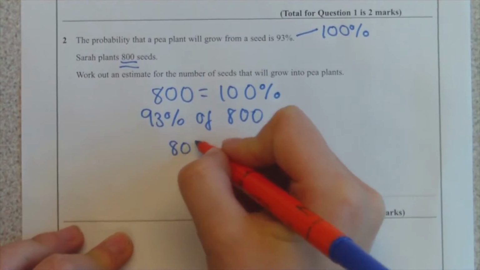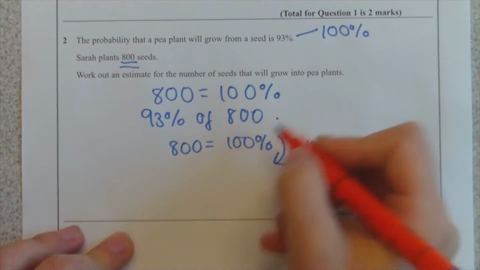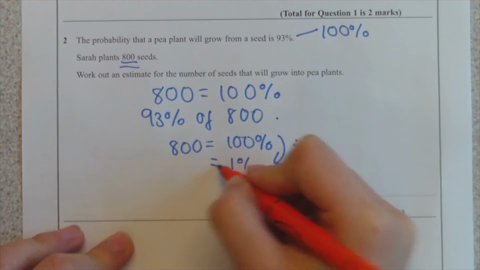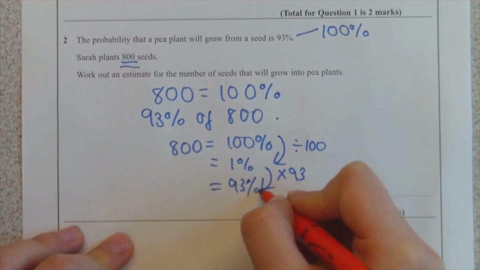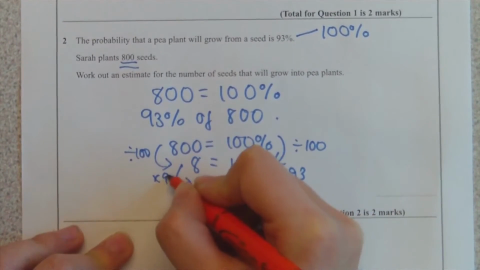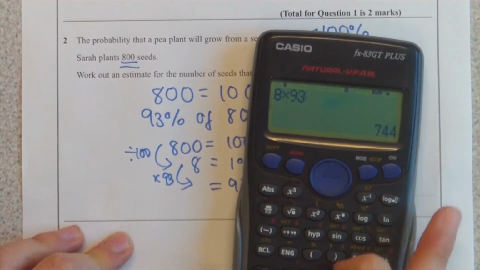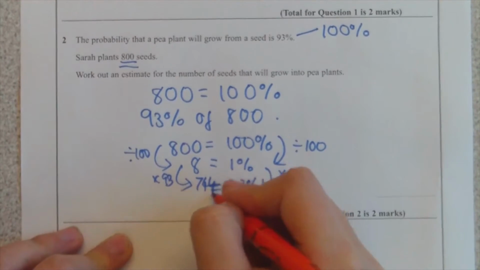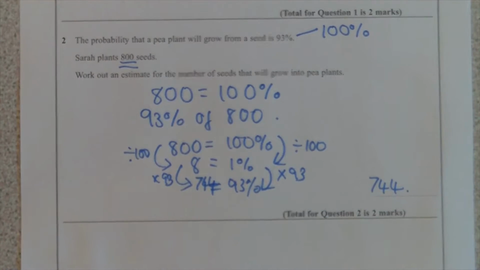So if 800 equals 100%, the way I'm going to work it out is to go back to 1%, so unitary method, and multiply back up to get my 93%. So 800 divided by 100 is 8, multiplied by 93, I can just type in my calculator, gives me 744. Okay, so the answer is 744 seeds.